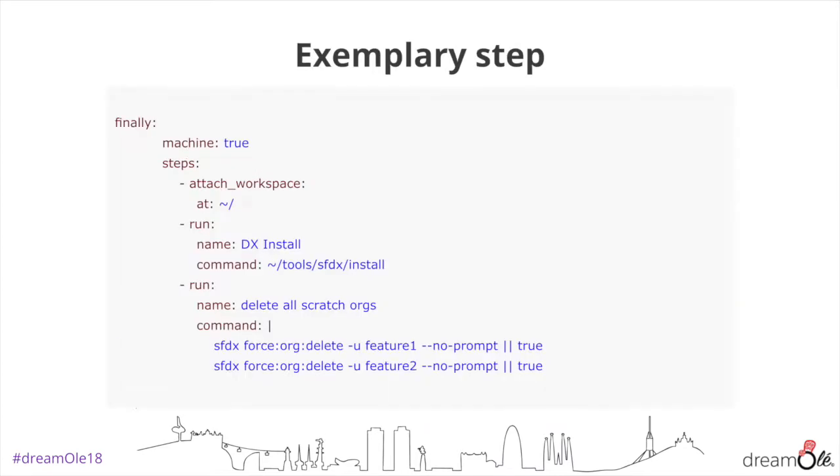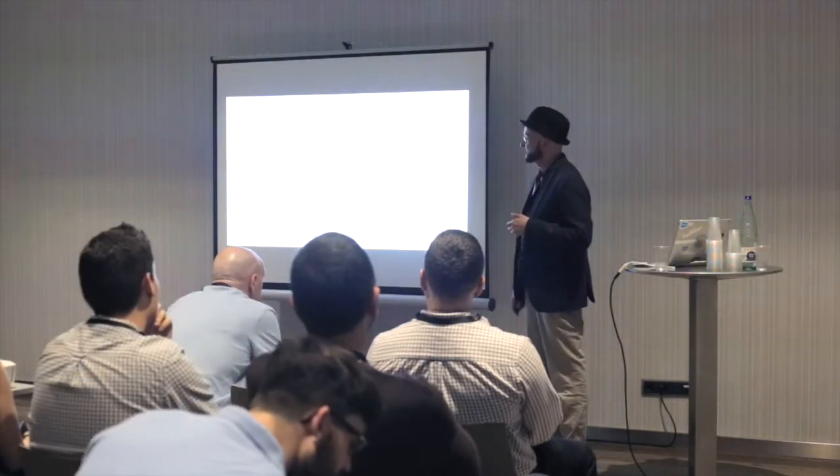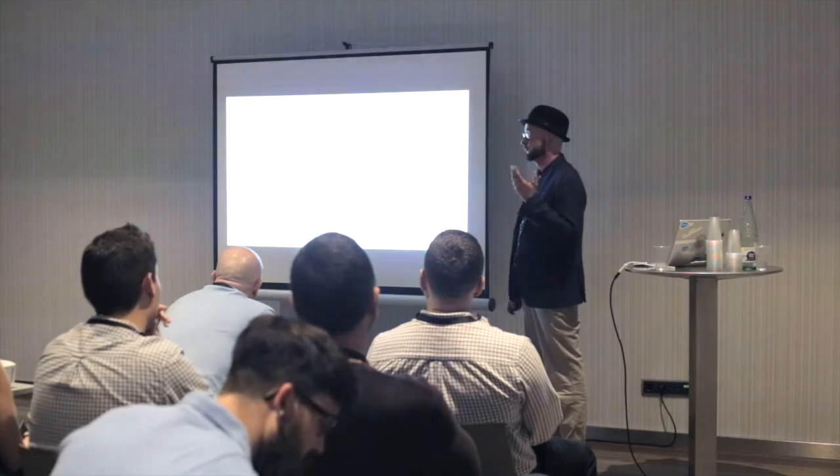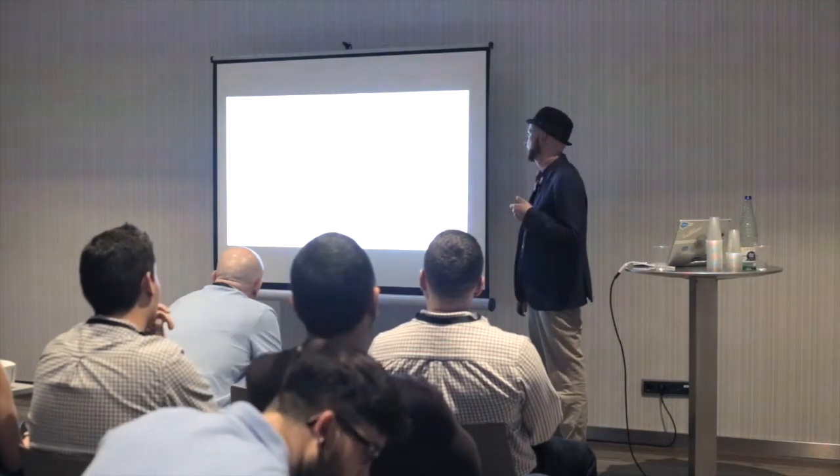So this is an exemplary step, the final step, which can look like this. Machine truth simply tells CircleCI that I want to run a simple native Ubuntu Linux. You could use Docker images, but as I said, I'm not a DevOps junkie. I have no clue about Docker. I can do a little bit of Bash, and Ubuntu 14.04 is the default for CircleCI.